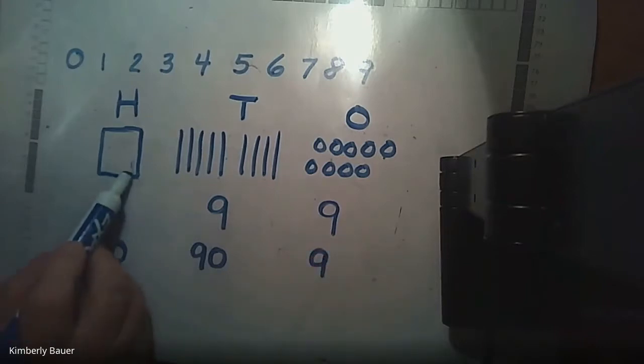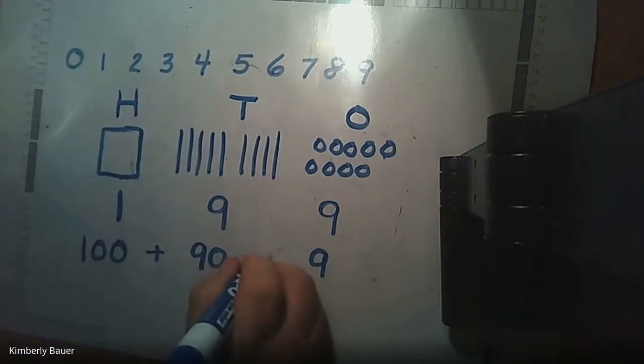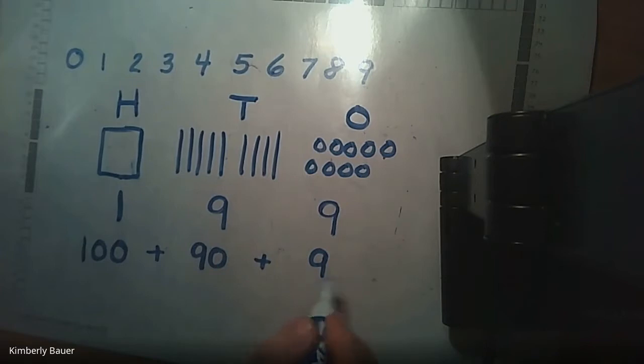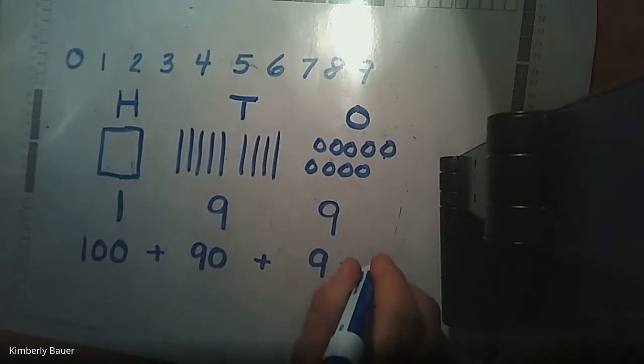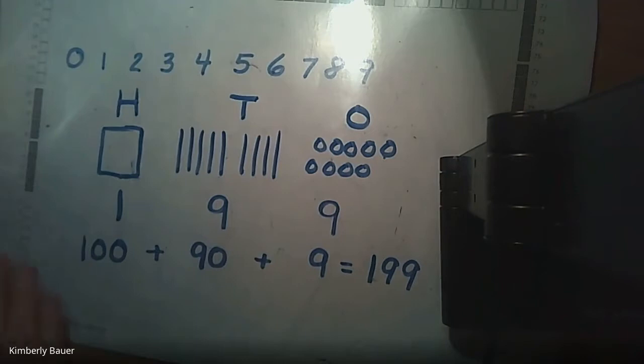So if I take this 100 and I add it to this 9 tens, which is 90, and we add that to that 9, well, then we are going to get the number 199, which is written 199. This is the end of the lesson.